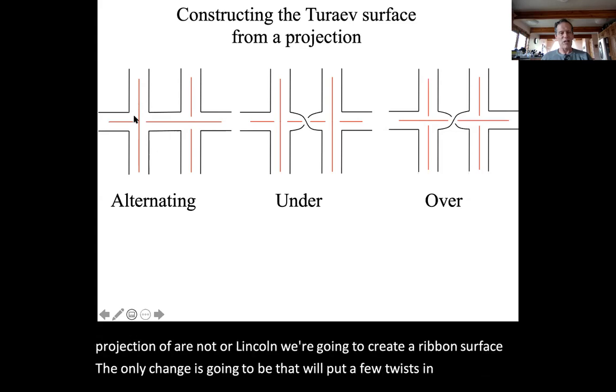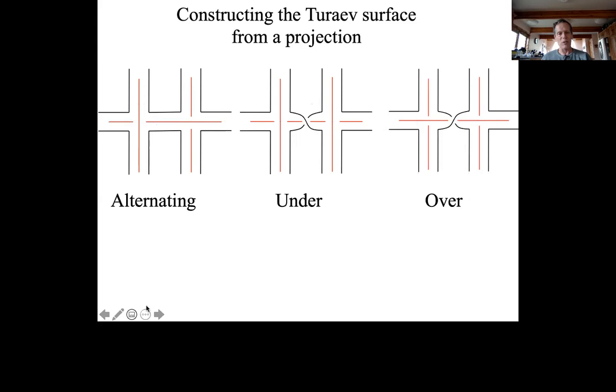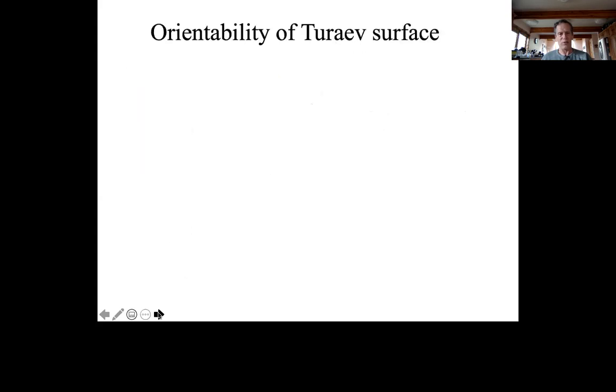So if I have a region of my projection diagram where I have an undercrossing going to an overcrossing, no twist. But if I have an undercrossing going to an undercrossing, I'm going to twist this way. And if I have an overcrossing going to an overcrossing, I'm going to twist this way. So we're generating a ribbon surface, but now it has additional twists in it. And then I'm going to cap off the boundaries with discs, so I get a closed surface, just as we did before. Now, this is the Turaev surface.